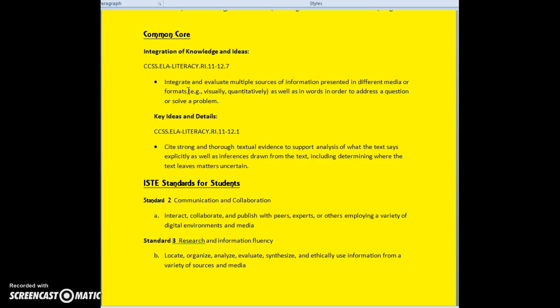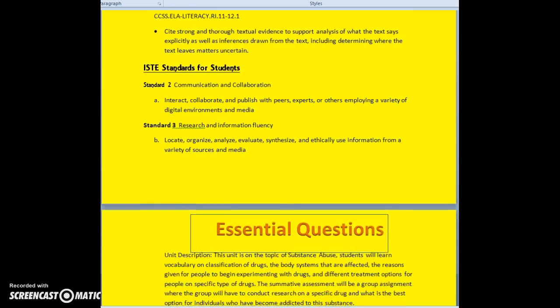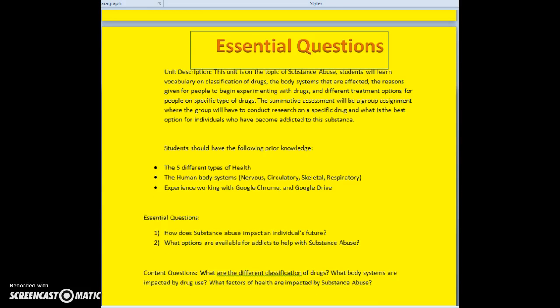So students will be using different literacy forms to find research based off of different treatment options and the history of certain drugs. And then we have the ISTE standards, and when we're incorporating technology, so communication and collaboration. Students will interact, collaborate, and publish with peers, experts, or others employing a variety of digital environments and media. And then standard 3, research and information fluency. So they're going to locate, organize, analyze, and a lot of this will be done with their group members based off their research.